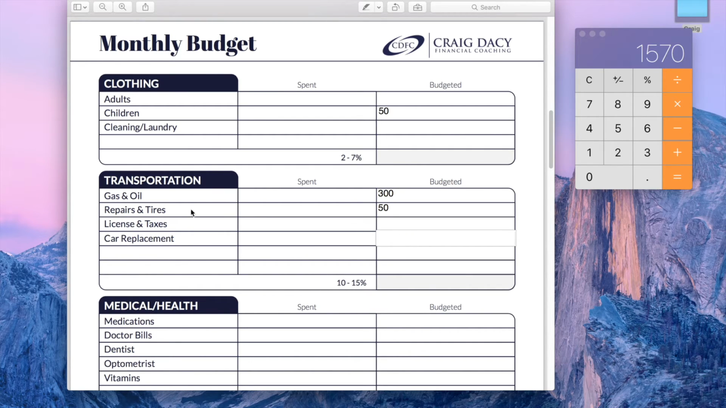Now, license, that's your registration. That happens once a year. Inspection. So if you have that coming up, you can put that in there. And then car replacement. If you're at a point where you know your car is going to need to be replaced in the foreseeable future, maybe this is where you start paying yourself a car payment or putting a little bit of money aside so that you can buy your next vehicle.